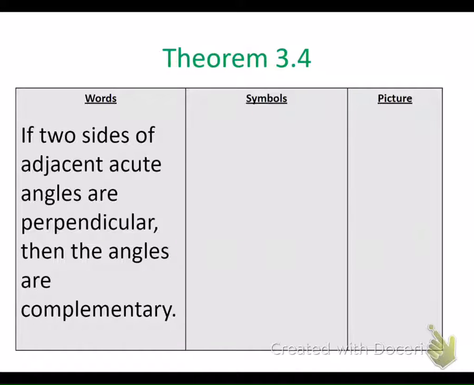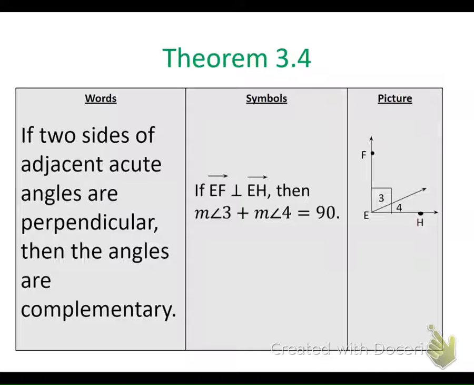Theorem 3.4 says if two sides of adjacent acute angles are perpendicular, then the angles are complementary. So angle 3 plus angle 4 equals 90 degrees.